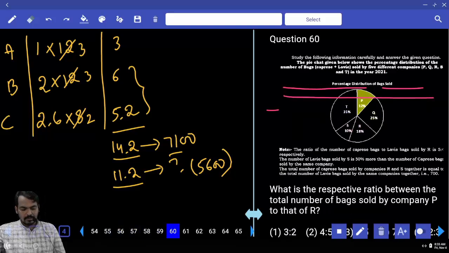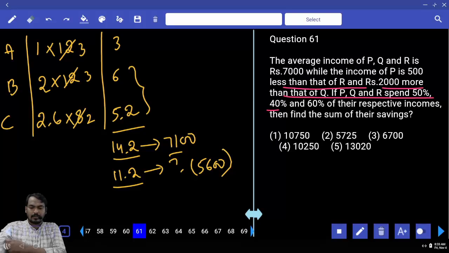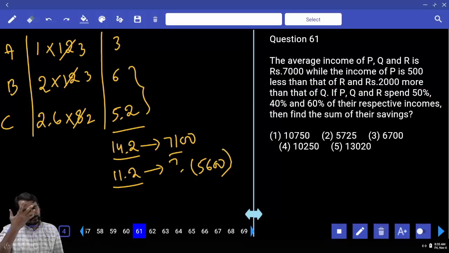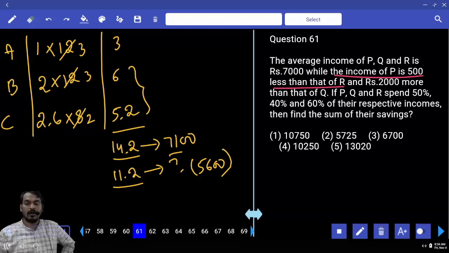Next is 61 to 65. The average income of PQR is how much? 7,000. Average 7,000 means sum is 21,000. Means P plus Q plus R is equal to 21,000. While the income of P is 500 less than that of which one? R. And 2,000 more than that of which one? Q. Okay. And PQR spent 50% and 40% and 60% of their respective incomes.